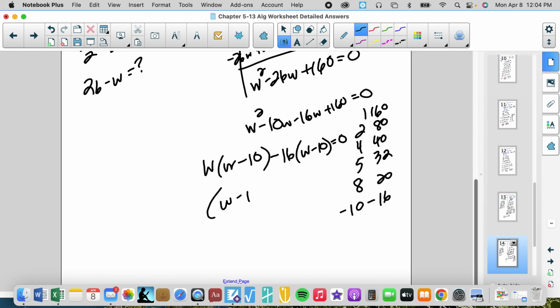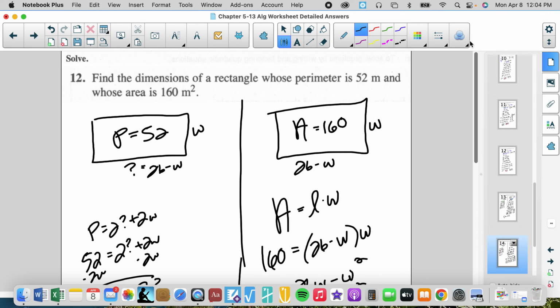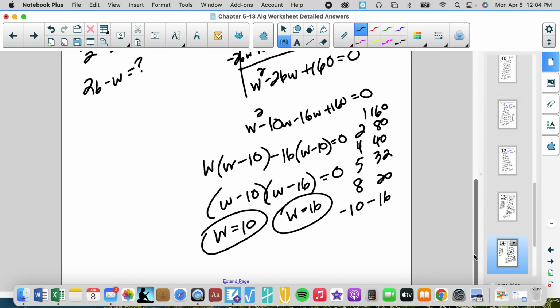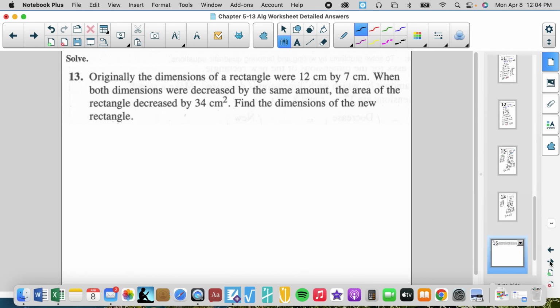So we have W minus 10, W minus 16. So my width can either equal 10 or my width can equal 16. So we know that the dimensions are going to be 10 meters by 16 meters. 10 meters by 16 meters is the dimensions that has a perimeter of 52 and an area of 160.